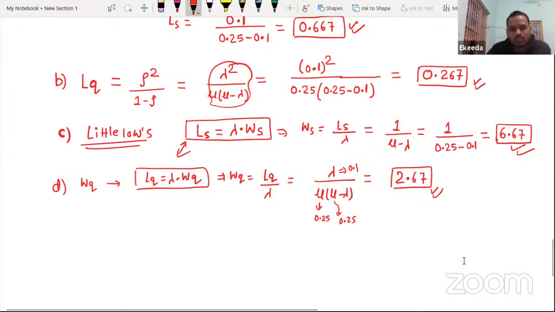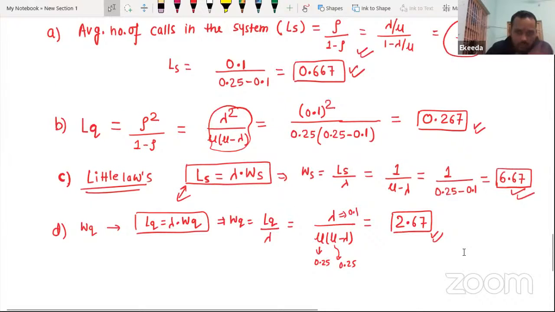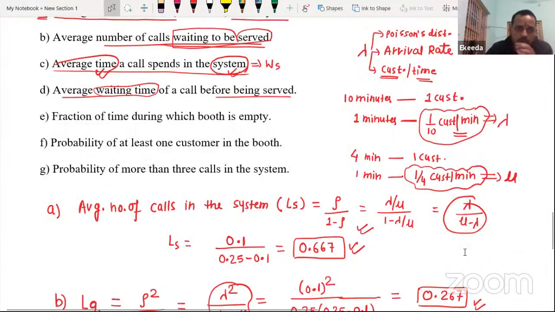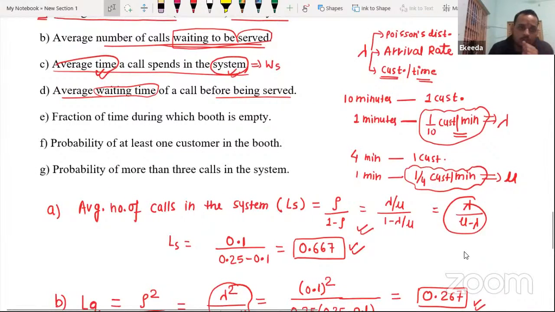So just the formulas are key. Only a one-mark question will be asked in the GATE, based upon these formulas only, so you just need to remember the formulas. Now they are saying the fraction of time during which the booth is empty. Booth means system. If the booth is empty, it means the booth is idle.